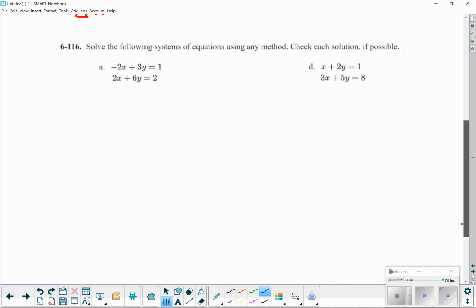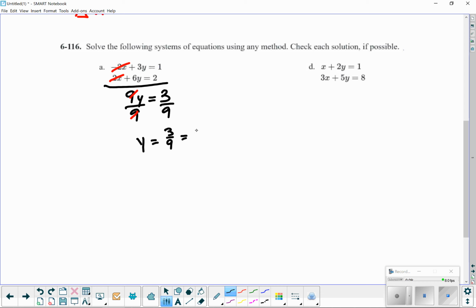Okay, solve a system of equations using any method. All right, looking at this one, looks like the 2x and negative 2x are going to cancel or eliminate, and you're going to just combine it straight down by adding. So you're going to get 9y equals 3 divided by 9. Ooh, this is not going to be nice, but y is equal to 3 over 9. You can call this 1/3.